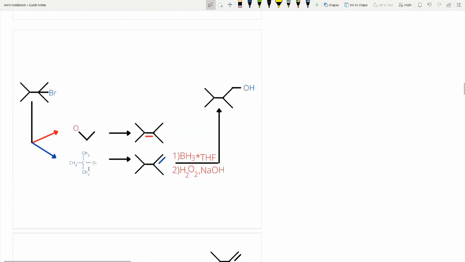So we know that we have to use a bulky base to form the least substituted alkene. And then we want to finish the reaction off with the hydroboration of alkenes, and that will produce an alcohol on the least substituted carbon.